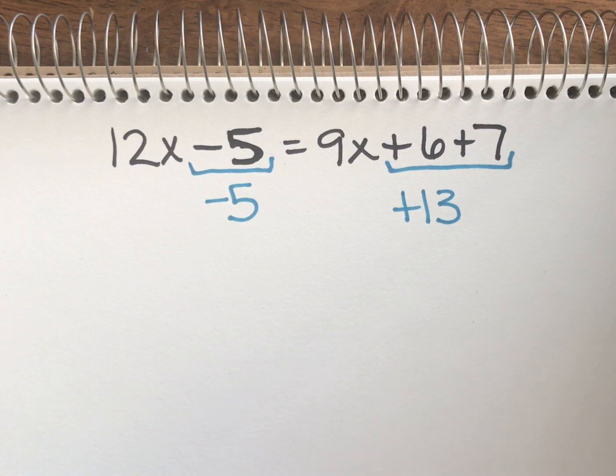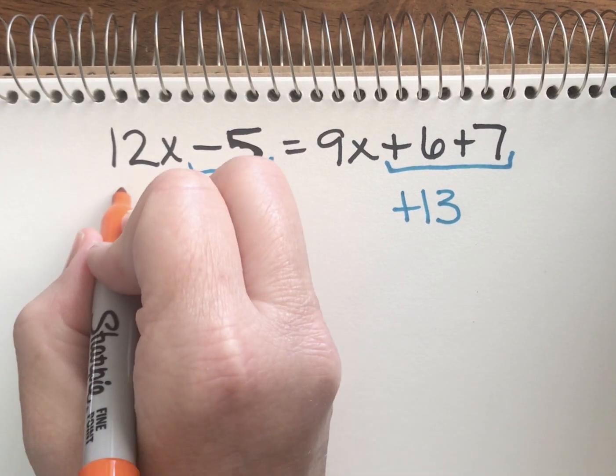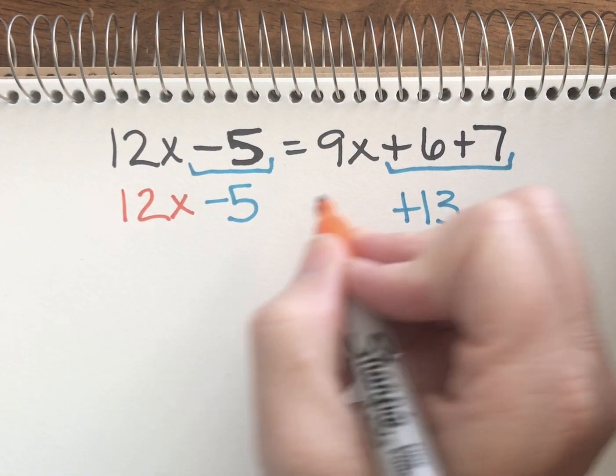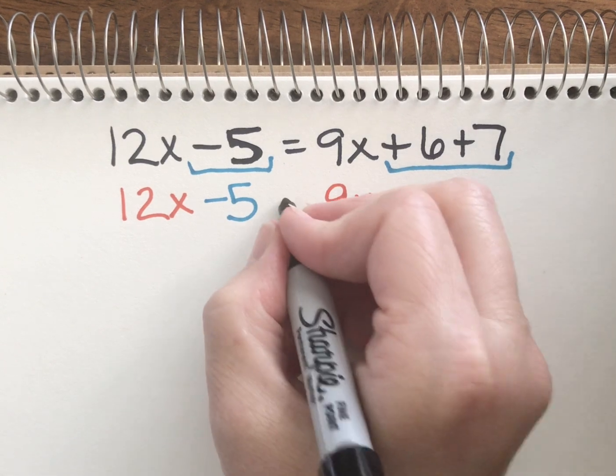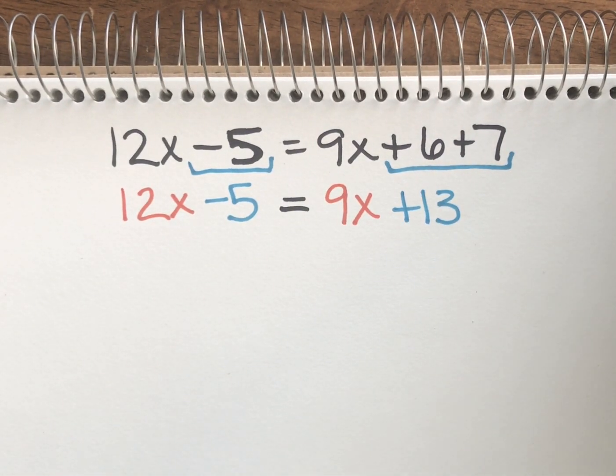Then I'm going to look at my x terms. On this side, I have 12x, and on this side, I have 9x, and I just have 1 on each side. Now I'm going to look at the equation, and my goal is to combine the like terms, and if that means they're on two sides of the equation, to get them on the same side together. I want all of my x terms on one side and my constants on the other.